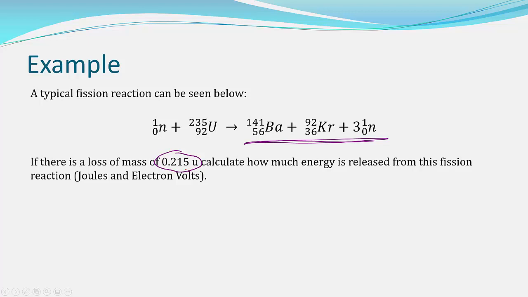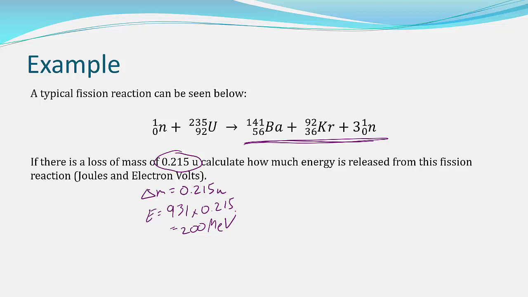Okay, so I'm assuming that you've had a crack at it. If we know the change in mass is going to be equal to 0.215, then we can answer this one pretty quickly to get mega electron volts, right? So that means your energy is just going to be 931 multiplied by 0.215, and that's going to be 200 mega electron volts.